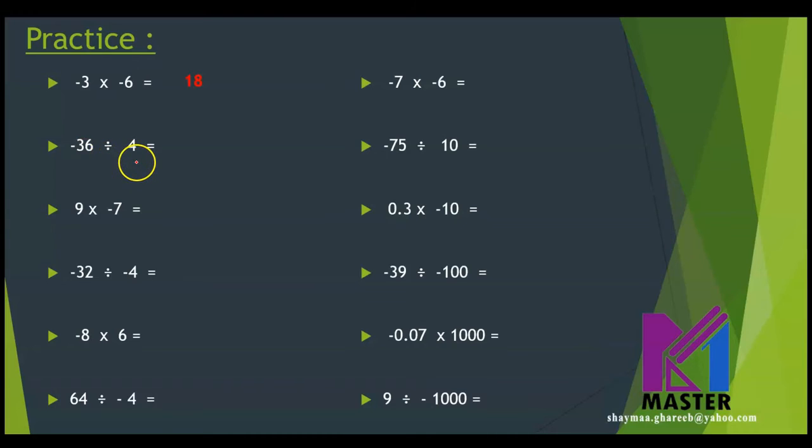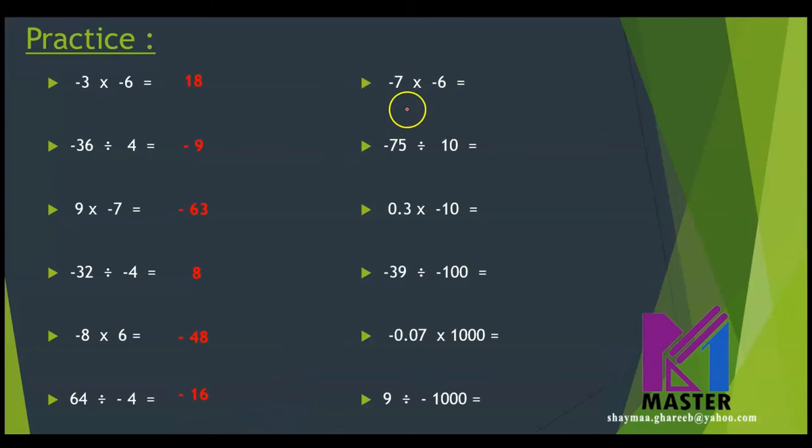-36 divided by 4, the answer will be -9. 9 times -7, the answer will be -63. -32 divided by -4, the answer will be 8. -8 times 6, the answer will be -48. 64 divided by -4, the answer will be a negative number, which is -16.